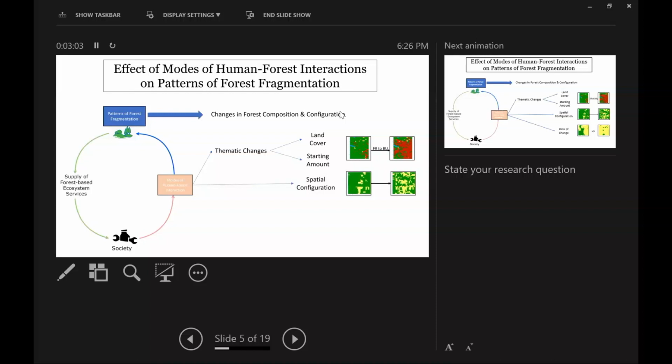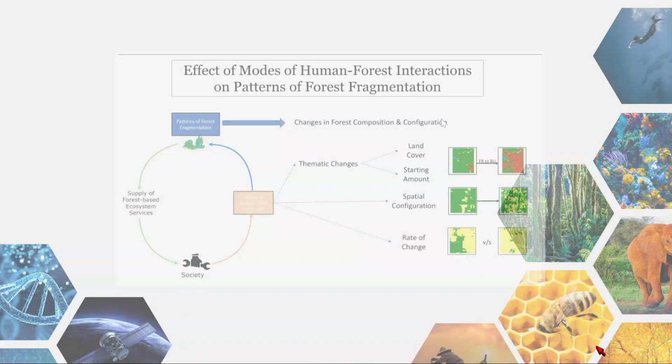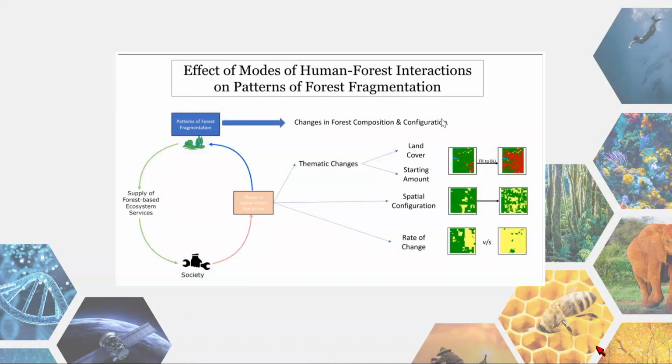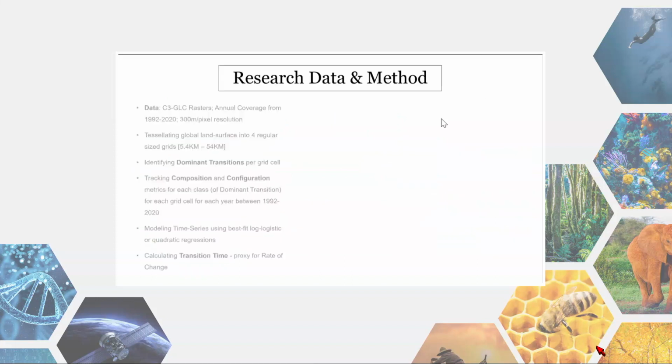The effect of the spatial configuration of these different land covers on these patterns of fragmentation, and the effect of the rate of change of these different land covers within forested landscapes and their effects on forest fragmentation. For the purposes of this presentation, I will focus only on the results that explored how these varying land covers, their starting amounts, and their rate of change in forested landscapes affect patterns of forest composition.